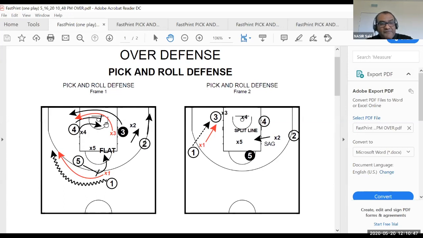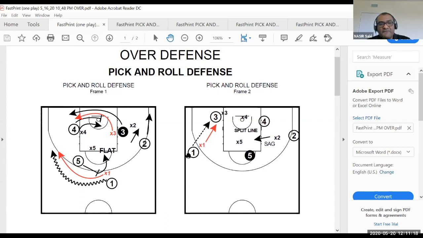But now we have this situation for the screen in the low post. We have the 3 going, as in this example for this attack, and the 3 comes to the low post and uses it to screen for the 4. And we continue to talk about defense: X5 controls the screen, and the X3 goes to use the over to close on the 5.